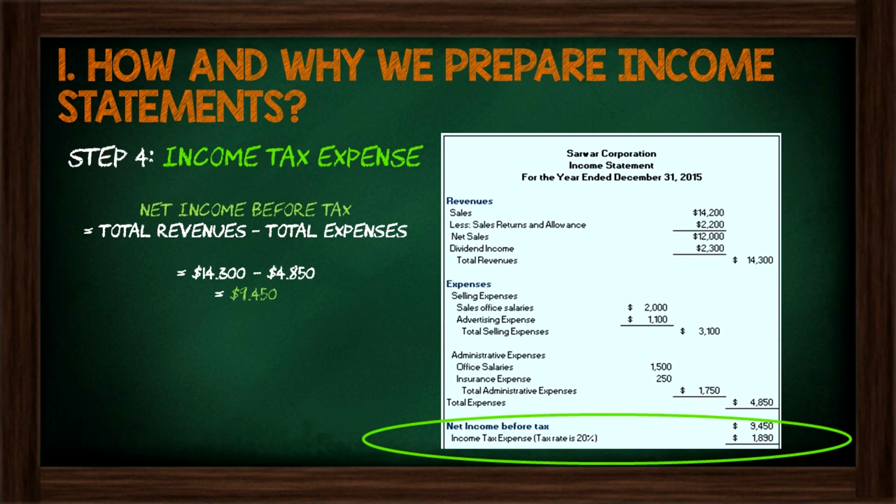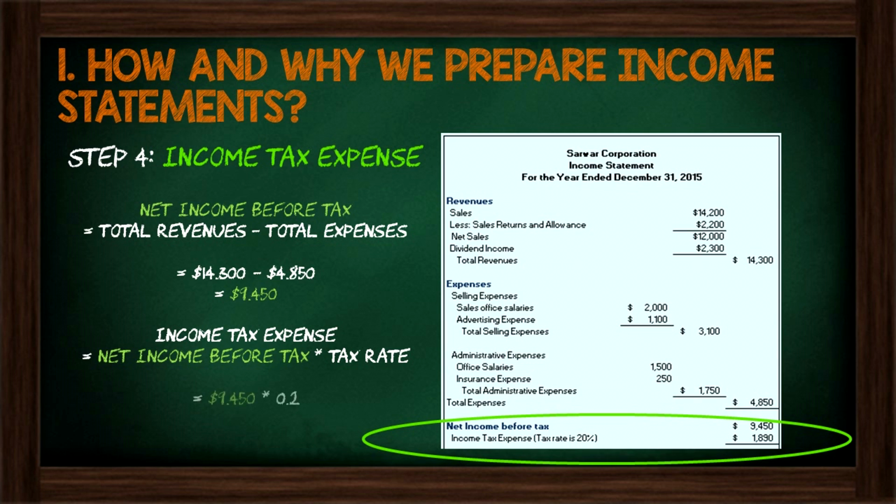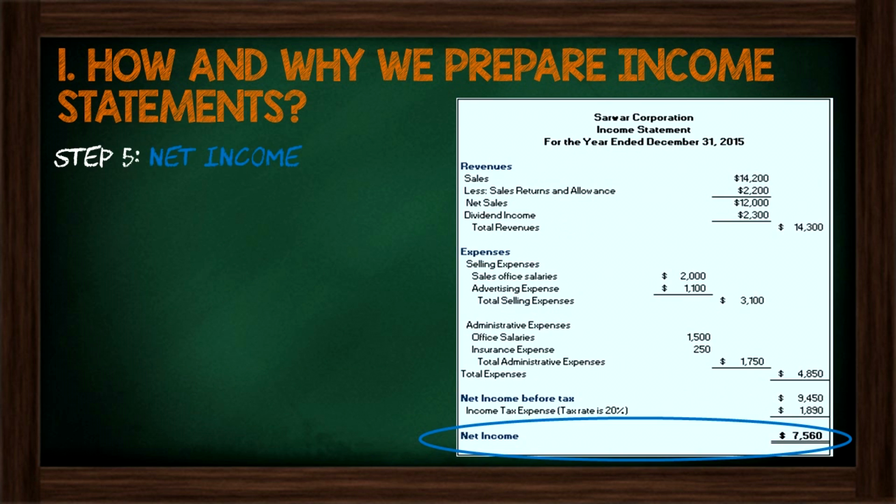$9,450. After we've found our net income before tax, we can simply calculate our income tax expense. All we've got to do is take our tax rate and multiply it by net income before tax. Our tax rate, as we can see on the statement, is 20%. So we just take 20% and multiply it by net income before tax, which is $9,450, giving us an income tax of $1,890.